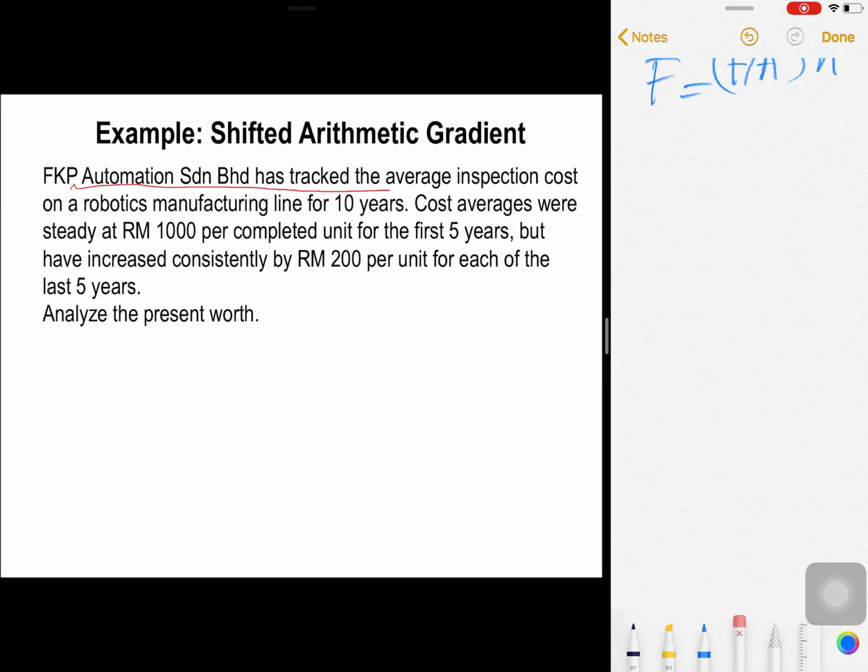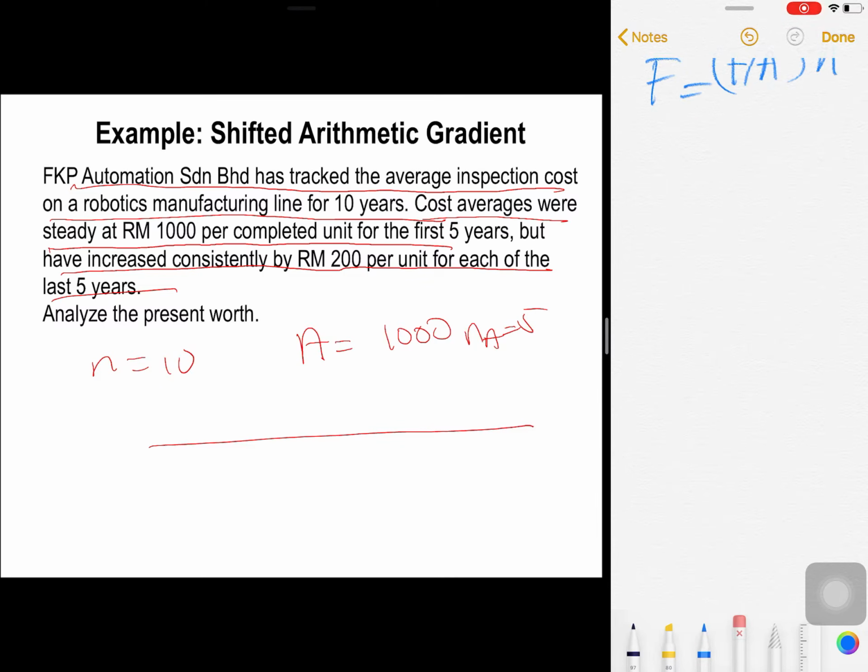Example, shifted arithmetic gradient. FKP Automation in Nevada has tracked the average inspection cost on a robotics manufacturing line for 10 years, N equals 10. The cost averages were steady at 1,000 ringgit per completed unit for the first 5 years, so A equals 1,000 for N equals 5. But they have increased consistently by 200 ringgit per unit for each of the last 5 years. So you have 10 years: 1, 2, 3, 4, 5.